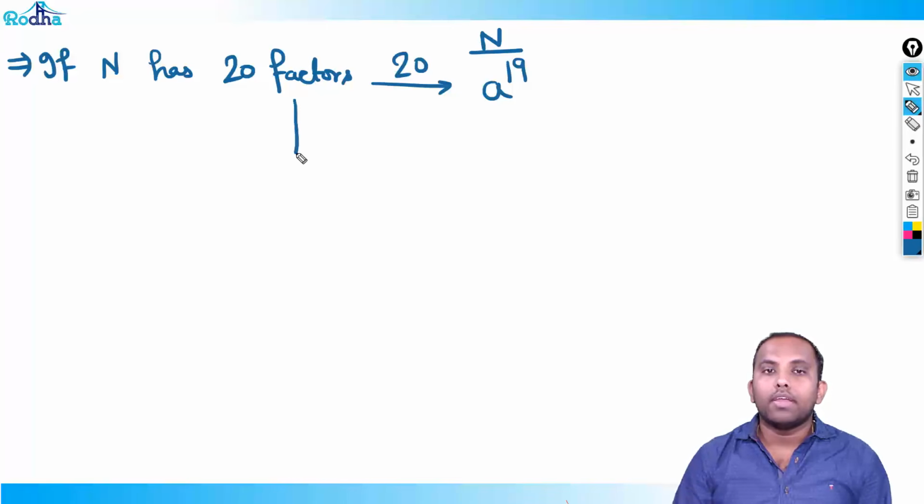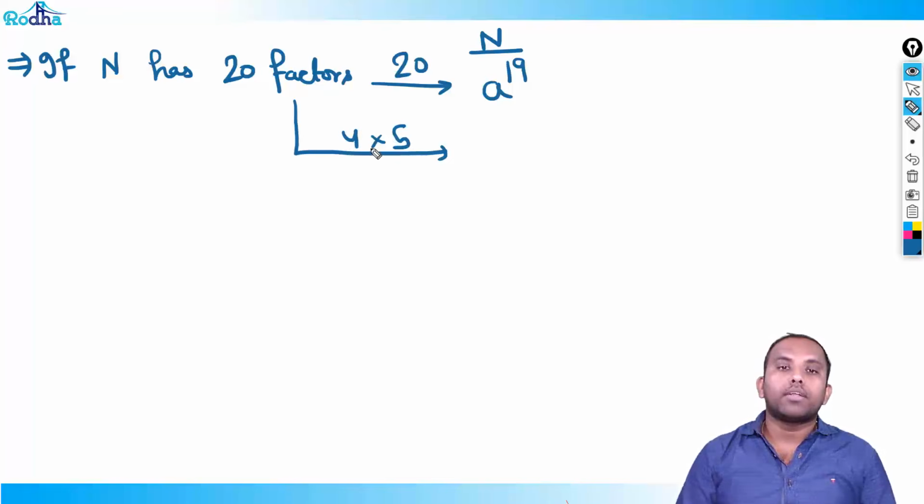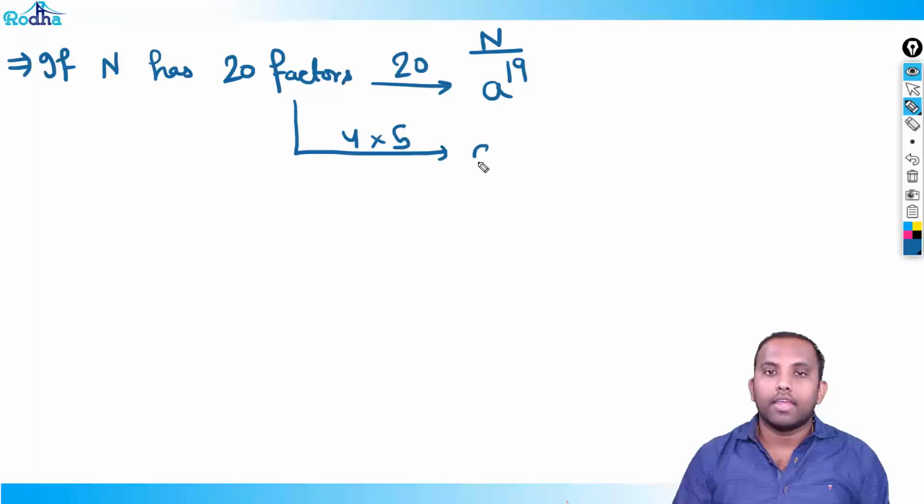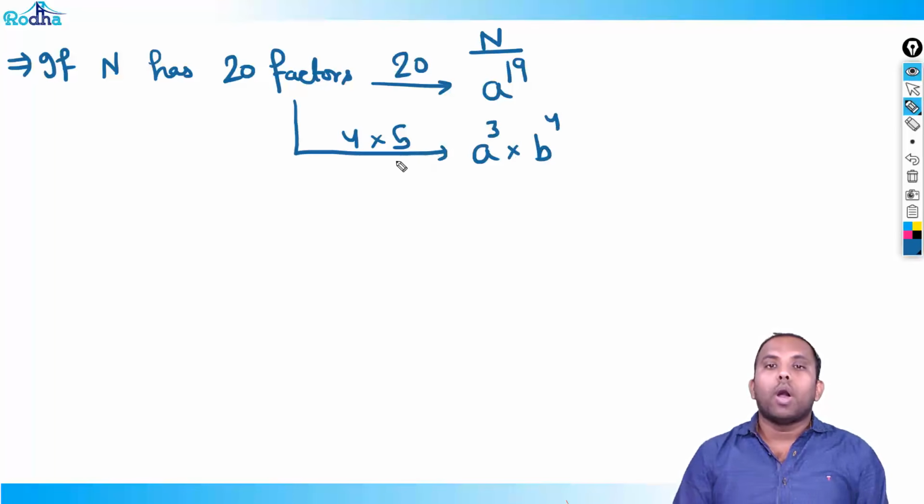Now 20 can be split as 4 into 5. So 4 into 5 means I'm trying to write n in terms of 2 prime bases, that is A into B. A has got 4 factors or 5, either of these. So if A has got 4 factors, what is the power? 3. If B has got 5 factors, what is the power of B? 4. So A cube into B^4.